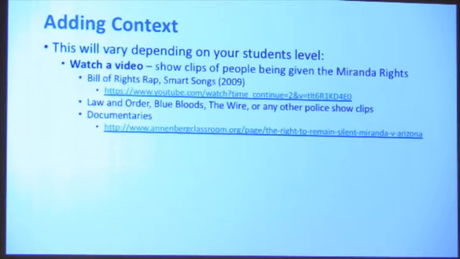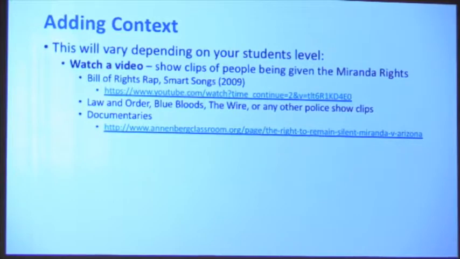Okay, adding context. I have a long list here, and I'm going to go through them fairly quickly. They are just to give you some ideas and have it adjust to the students' level. So first, watch a video. There's a surprising amount of clips out there that you can find that show somebody being given the Miranda Warnings. You can find them off TV shows. One of my favorites is Law & Order, Blue Bloods, or The Wire. But you can find lots of options where this is happening. And you can see how they're given well and how they're given poorly and talk about them.